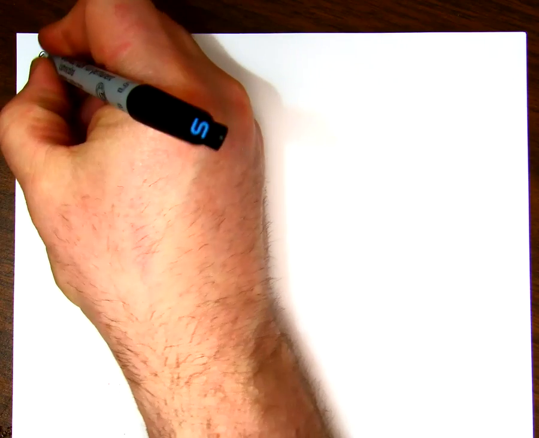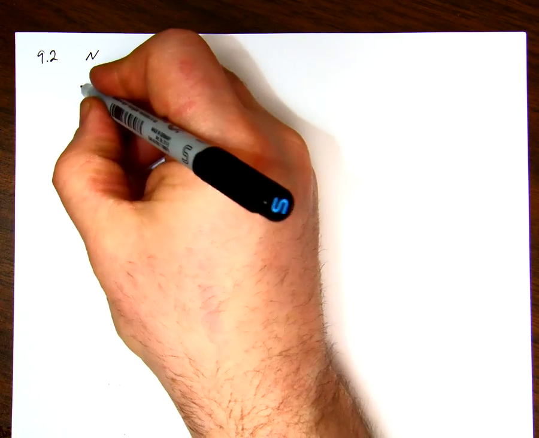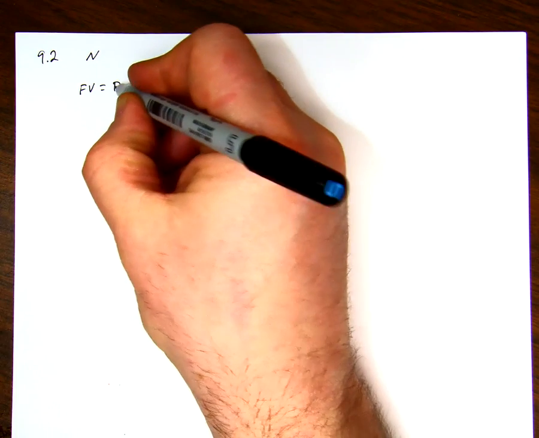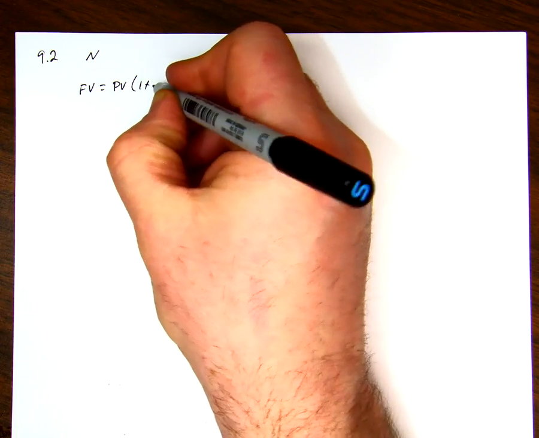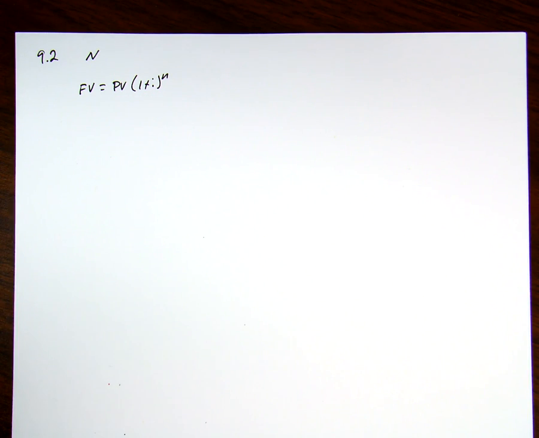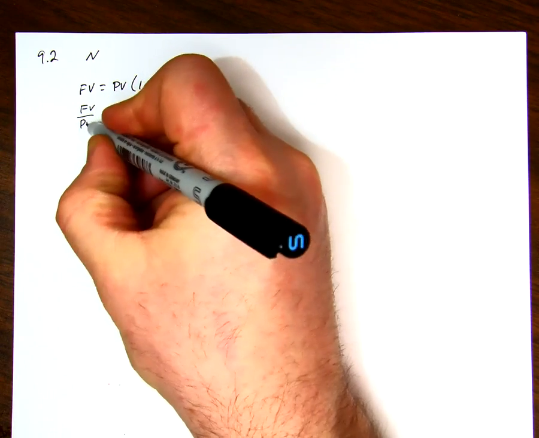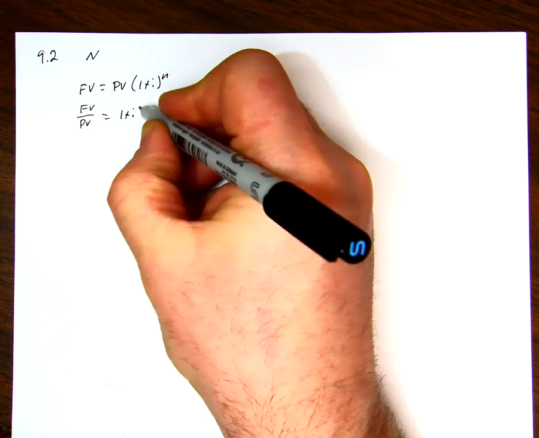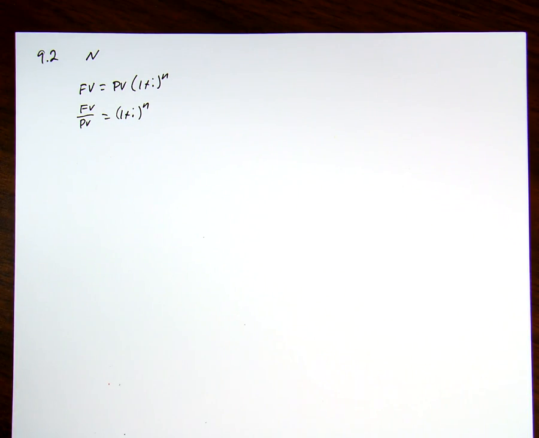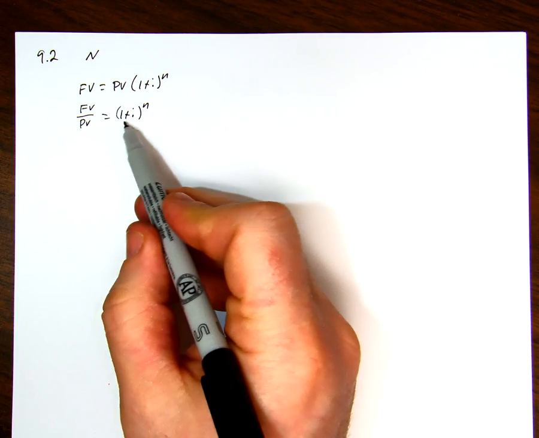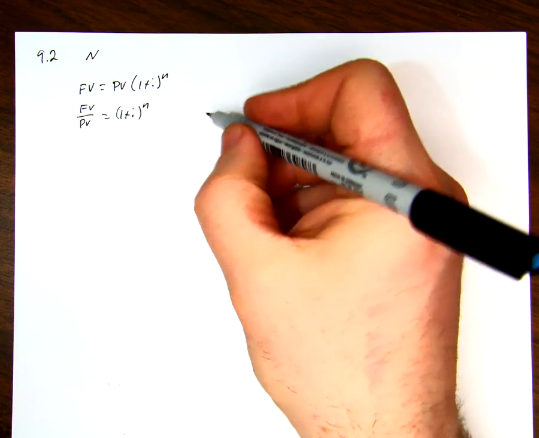Section 9.2 is solving for n in a time value of money problem. Again, we look at our formula: our future value is equal to our present value times (1 plus i) to the n. Solving for n seems to be a weird problem here. We know that future value over the present value is equal to (1 plus i) to the n. But solving for n now, we need to find the logarithm.